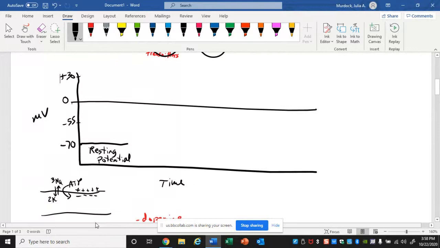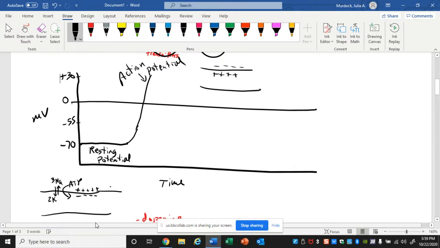And then what happens to reverse that is that the sodium channels are opened if they're stimulated enough. So if you start to get more positive, it's because sodium is flowing in. And as long as it hits the threshold of negative 55, it'll keep going all the way up until it reaches positive 30. And this is action potential. Now you've reversed it so that the pluses are on the inside and the negatives are on the outside, because now the sodiums are flowing in.